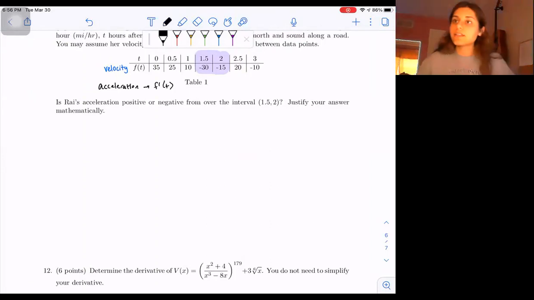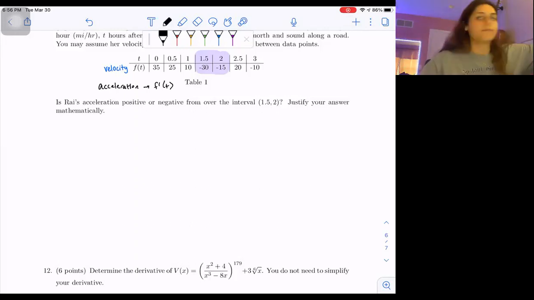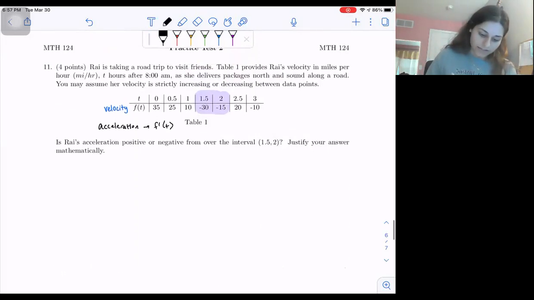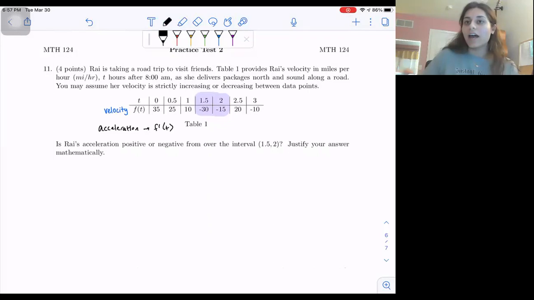So remember, everything is in relation to what they define as being the original function. Okay, so over the interval 1.5 to 2, our velocity is going from -30 to -15. Okay, so remember what I was saying. When velocity is positive, we're going forward. When velocity is negative, we're going backwards. So in this case, it's kind of like she's going backwards at a speed of 30, but then she's slowing down. Now she's only going backwards at a speed of 15 miles per hour.